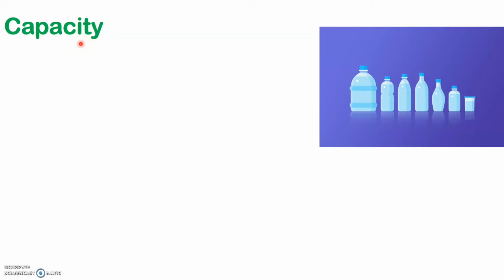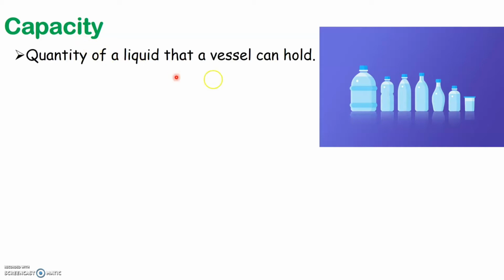Capacity is the amount or the quantity of a liquid that a vessel can hold. So here, as you can see, we see different vessels or containers with different capacity. This first container that you see, since this is a big container, it can hold or contain more amount of liquid in it. While this small container, that is the last one here, it contains only a very less quantity of liquid in it.